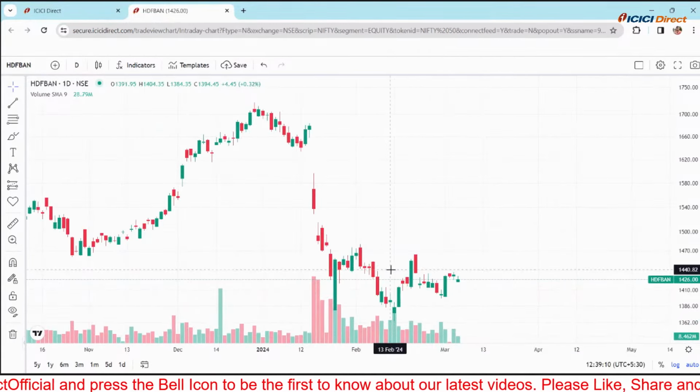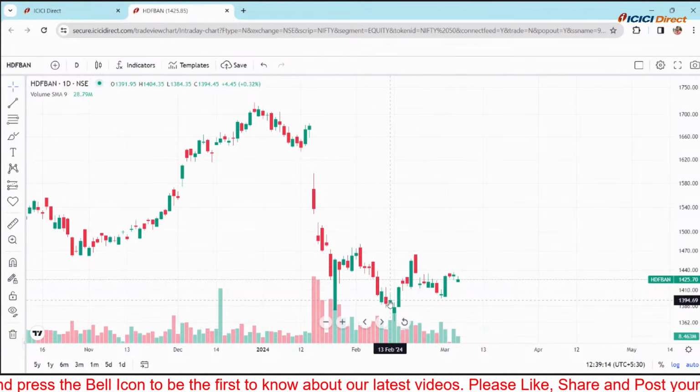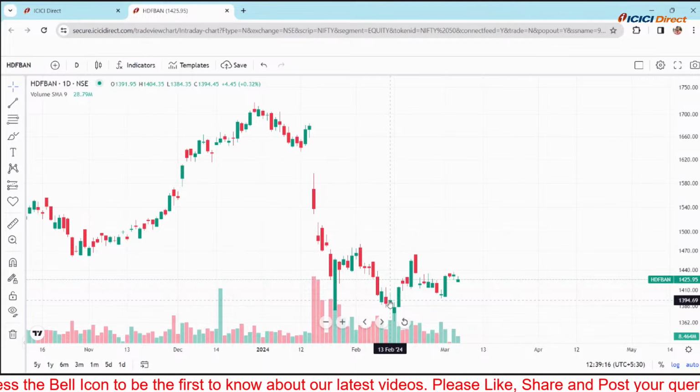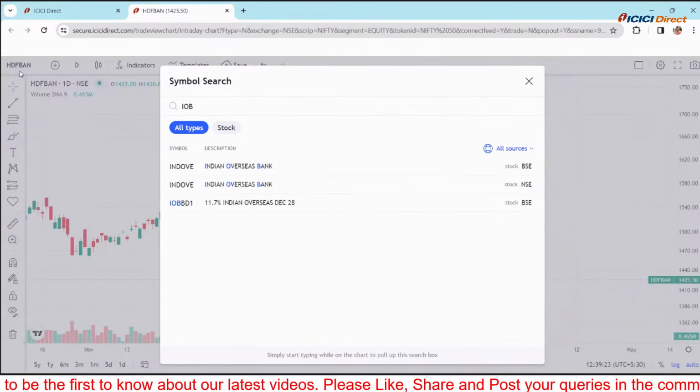No, this is a Harami, no? It can be a Harami pattern, but that Harami was not confirmed. Yeah, piercing is rare, so we'll see some other stock. Any other stock that you want? Okay, someone is talking about IOB, Indian Overseas Bank.